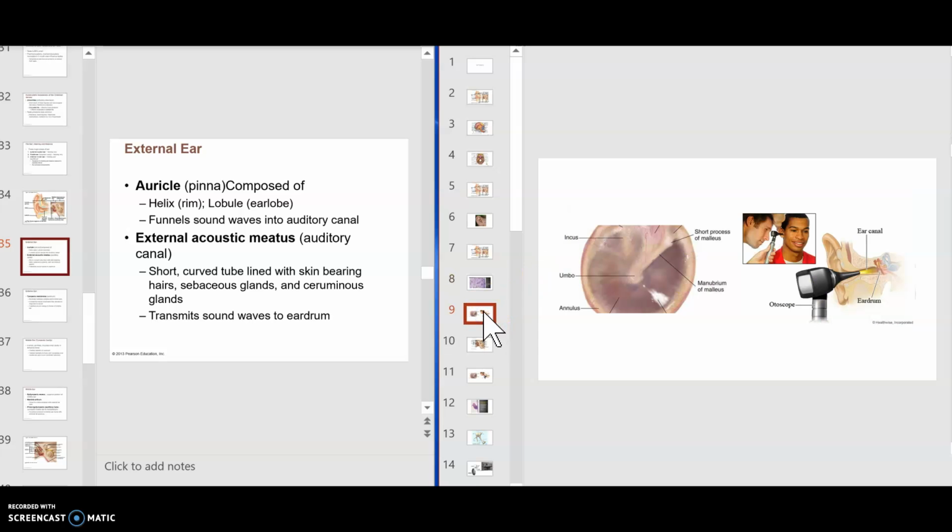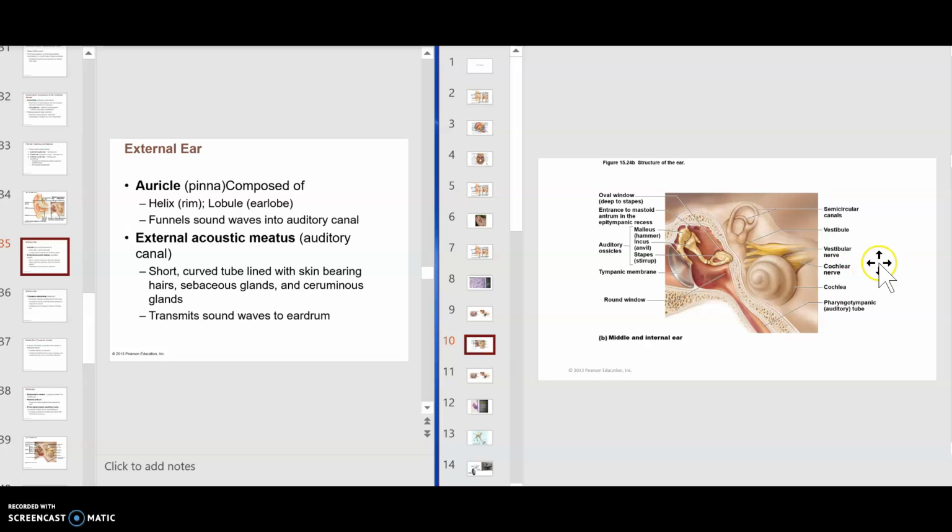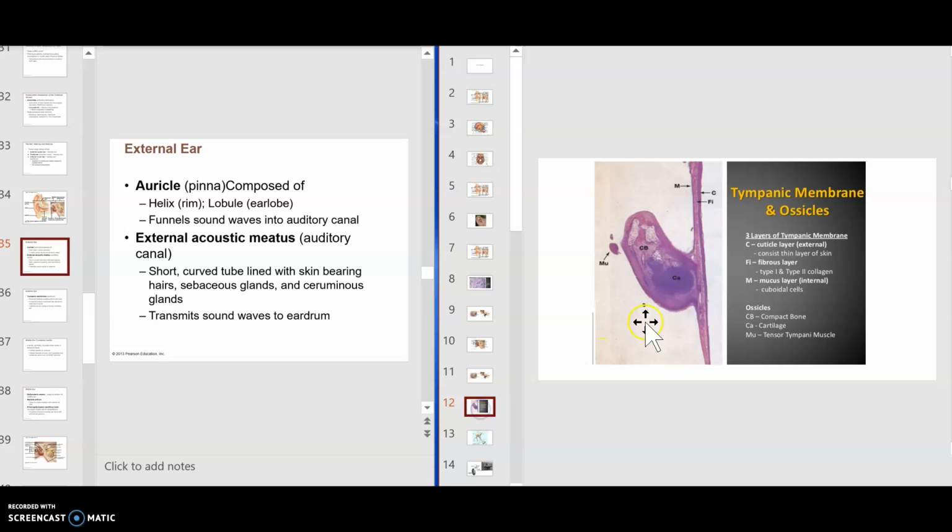Now, I'm going to theoretically take out an otoscope and peer into the ear canal, looking at the tympanic membrane. This is what we would see. This is the eardrum right there. So we're looking at that tympanic membrane. So here we are again, we're peering there. What is the construct of the eardrum?